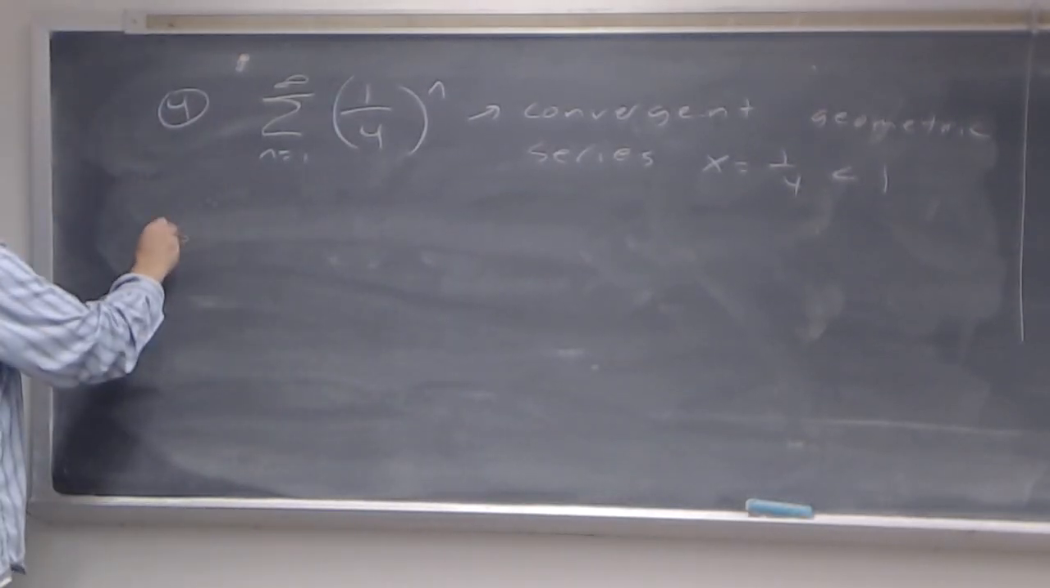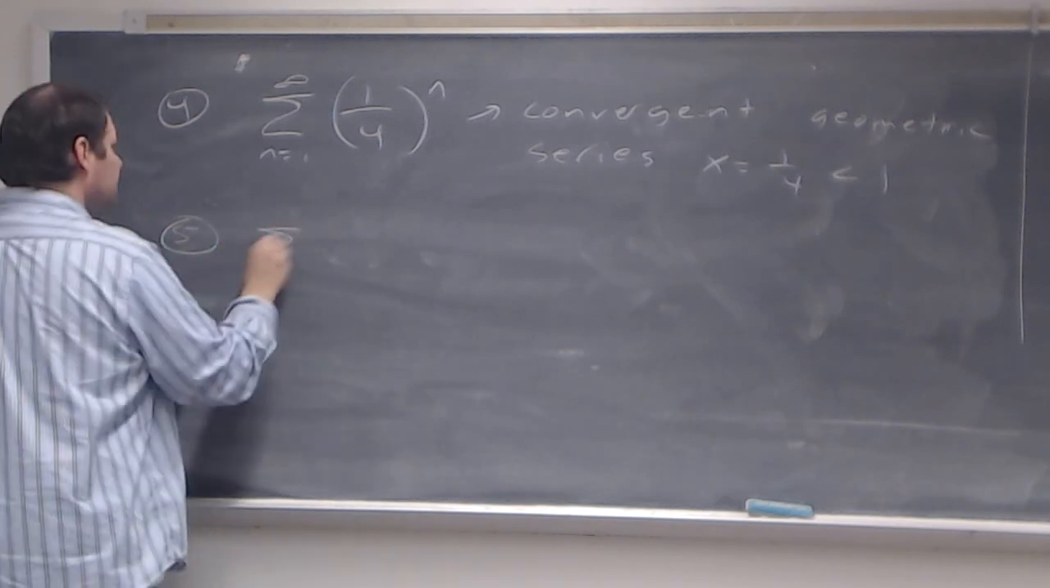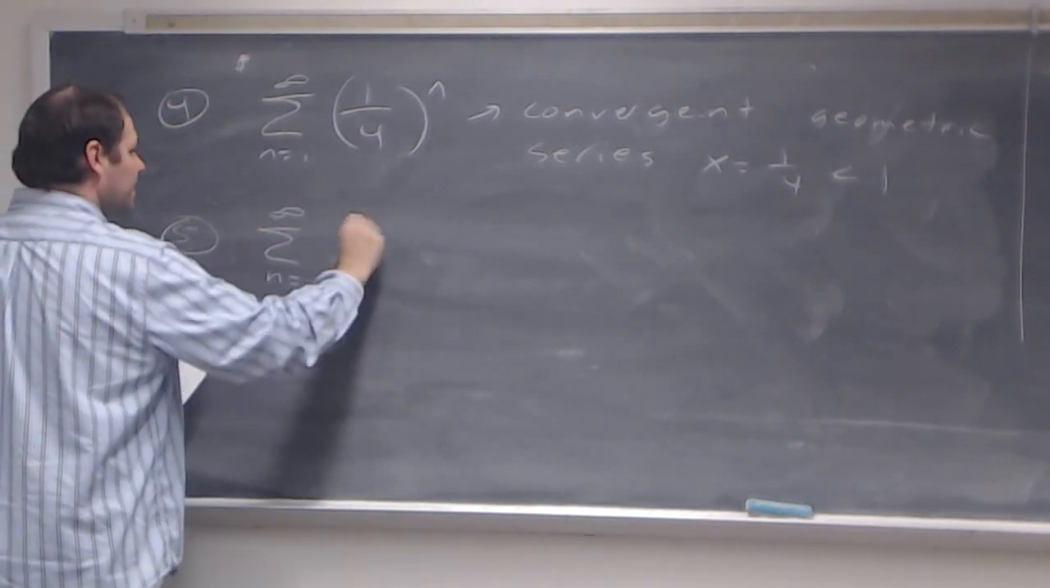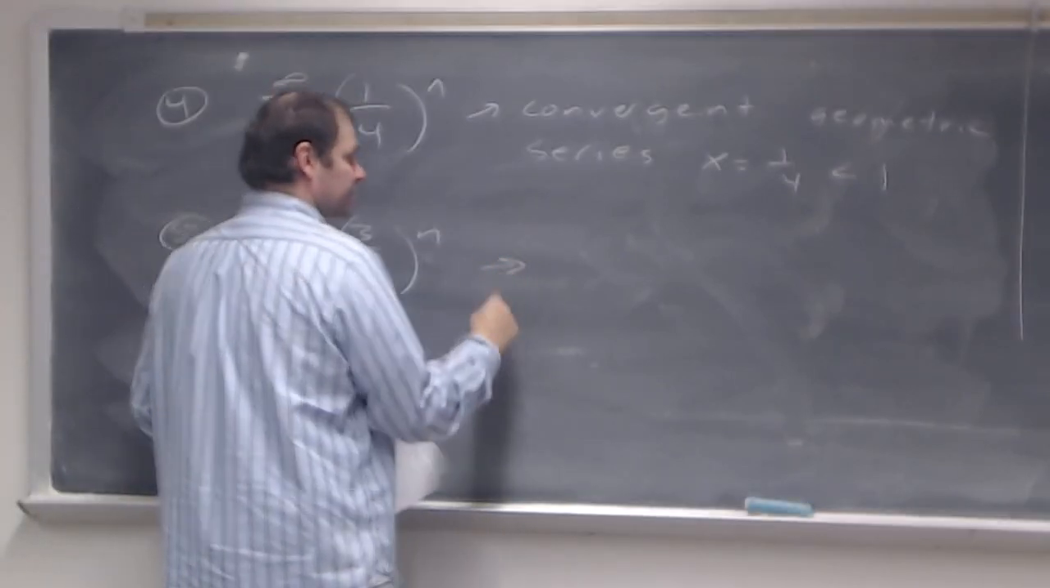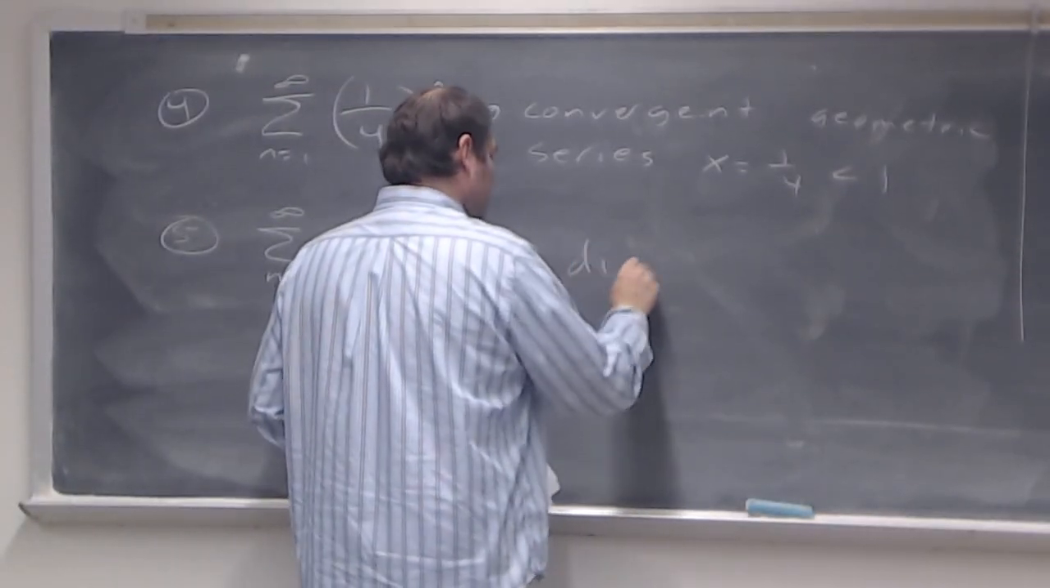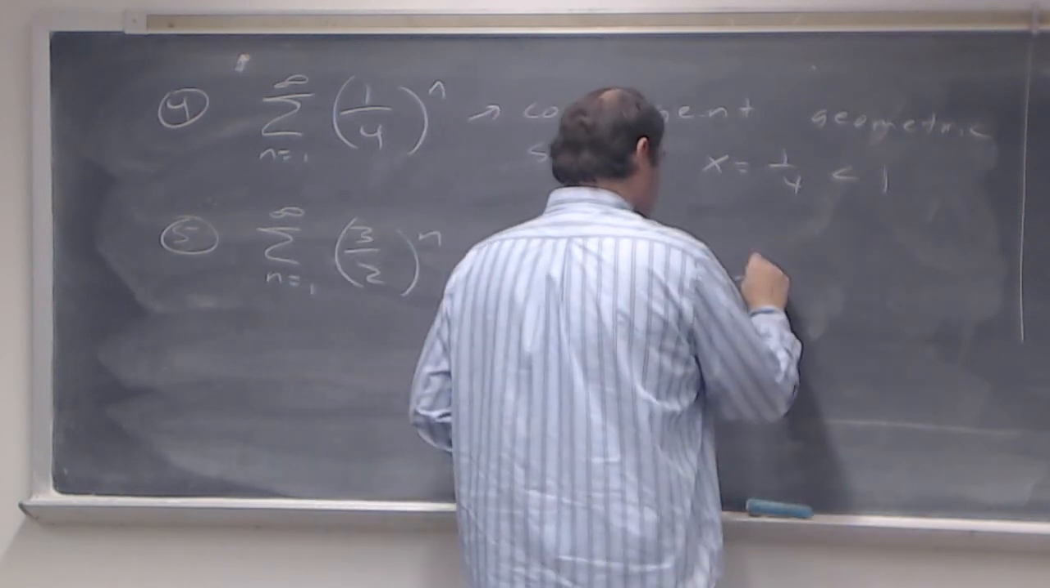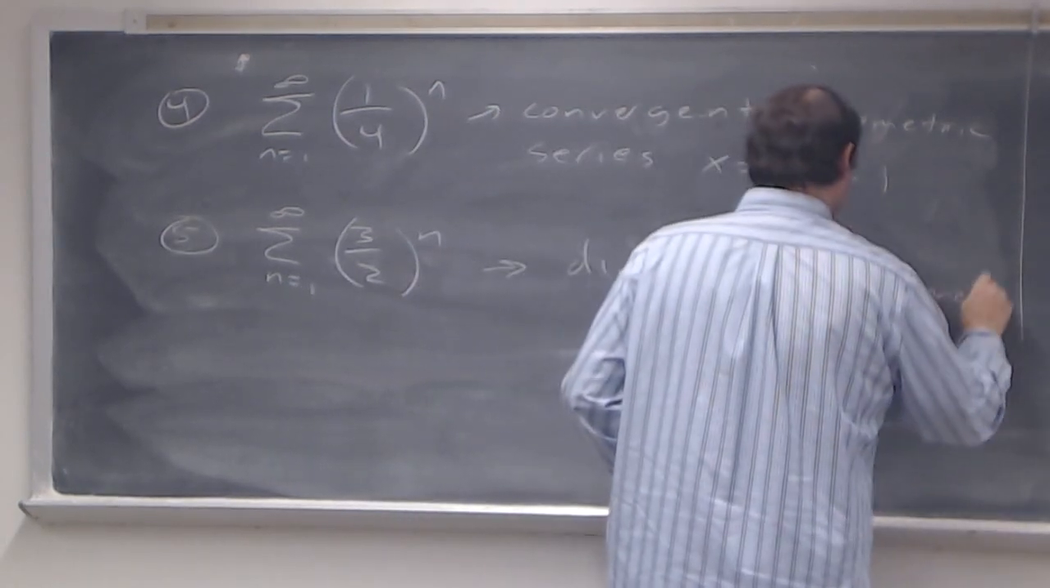And then another example is the sum as n runs from 1 to infinity of 3/2 raised to the n. And this, again, is a geometric series. This is a divergent geometric series.